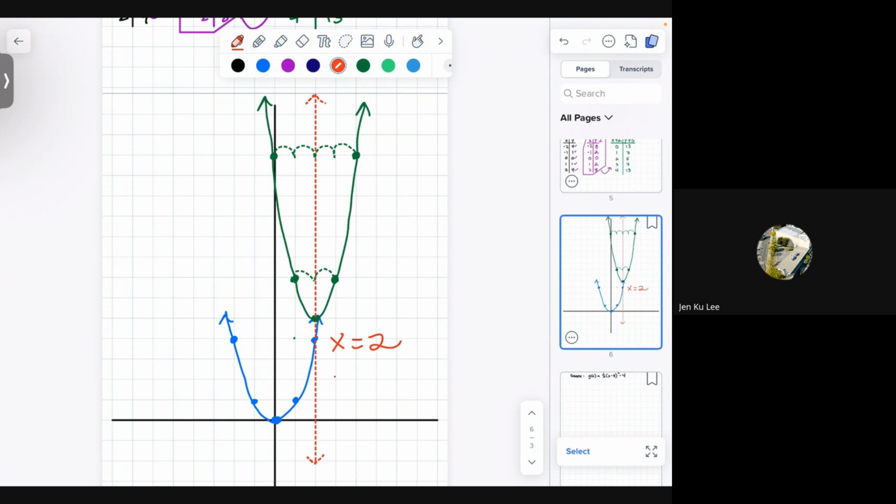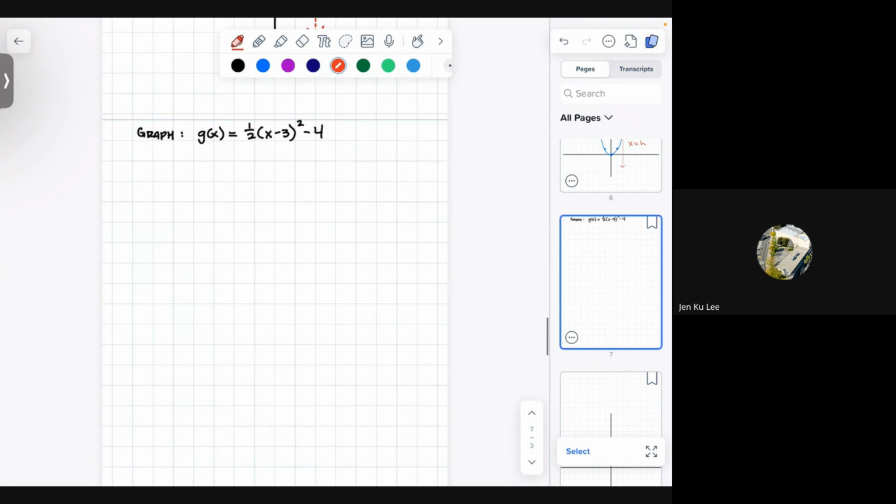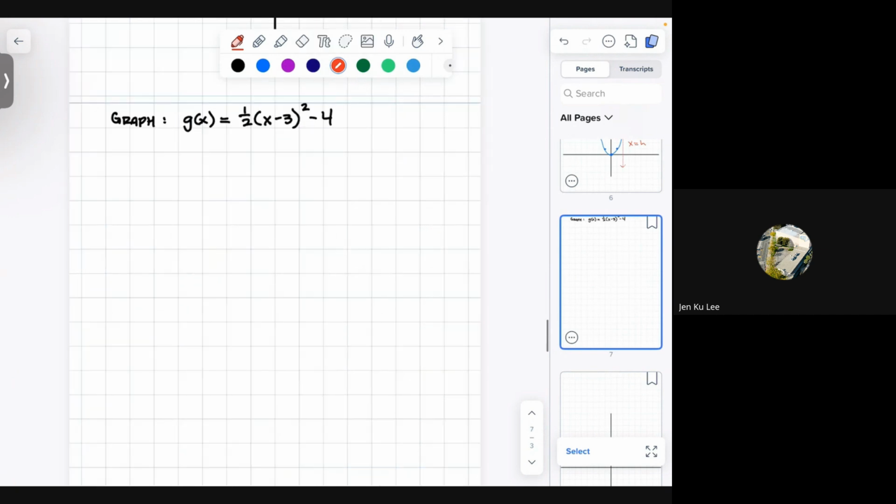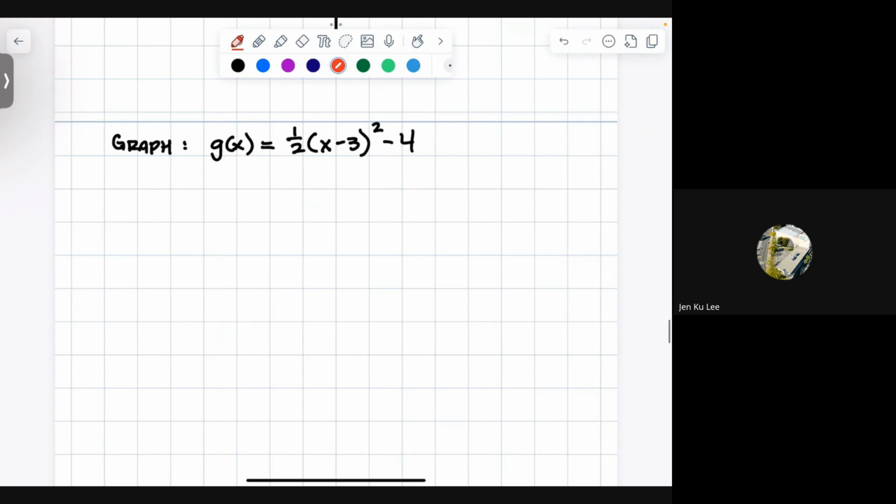My axis of symmetry will always be x equals h. How many ever units I move it to the left or to the right, that's my h value. Okay? All right. Next one is that one there.